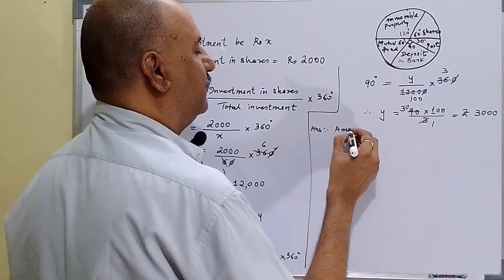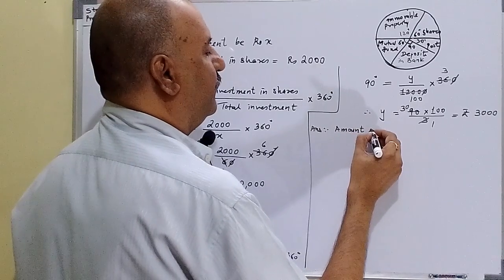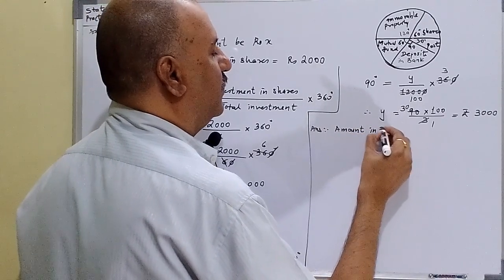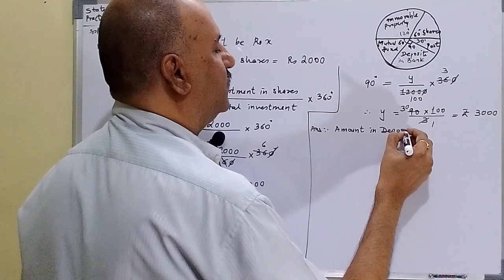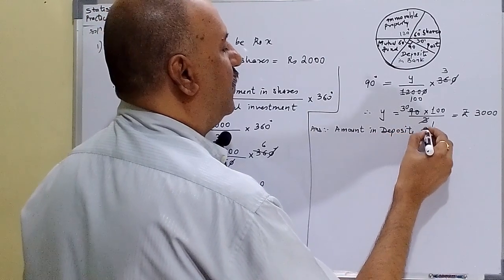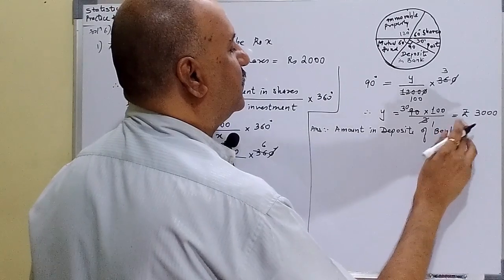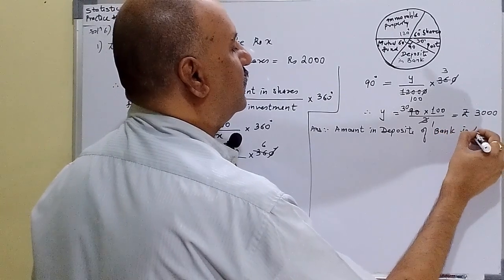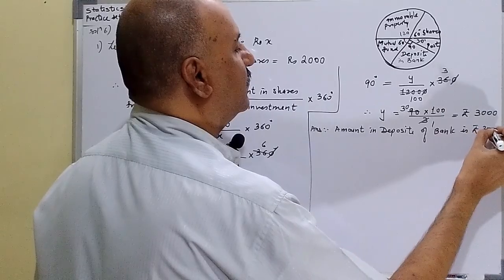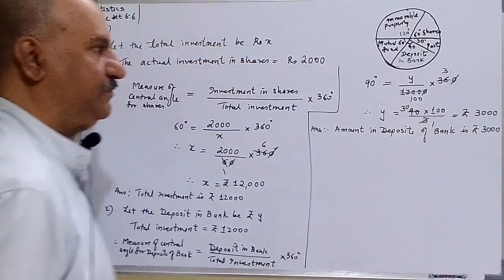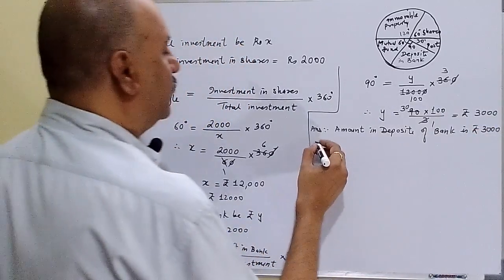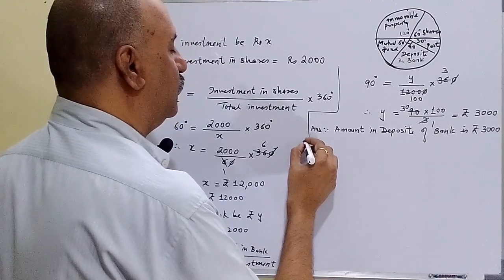So the answer will be: amount in deposit of bank is rupees 3000. Now we go to third question or solution.